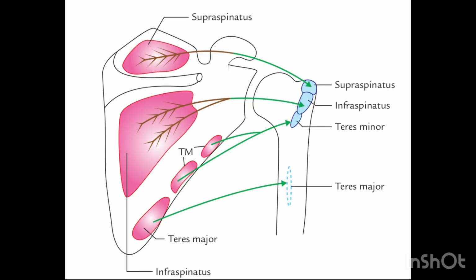So where is its origin now? Its origin is very simple. It originates from the posterior surface of the inferior angle of the scapula. The posterior surface of the inferior angle of the scapula. Very important.